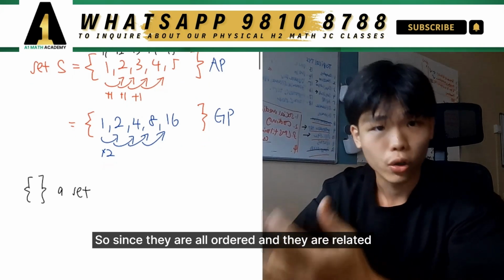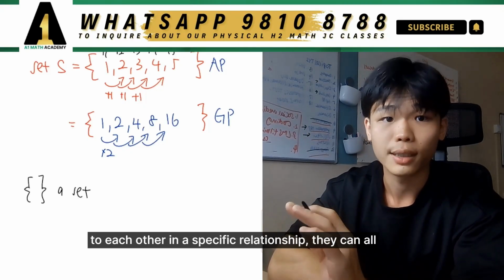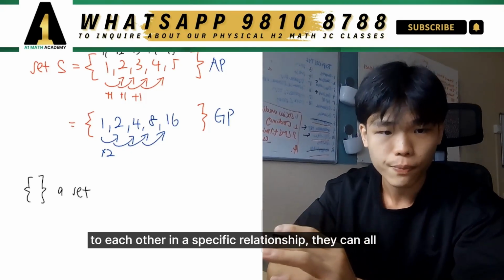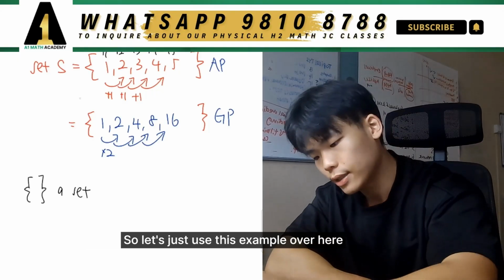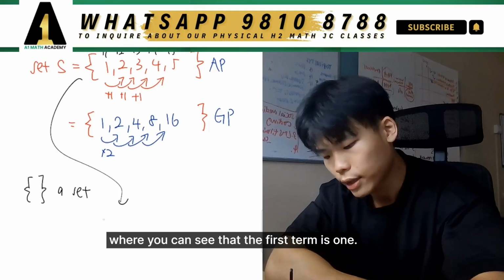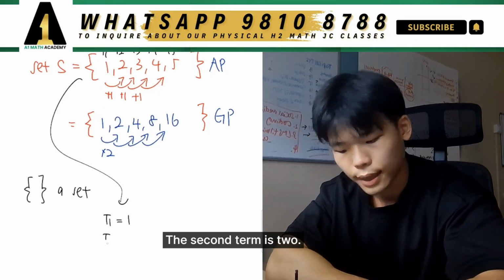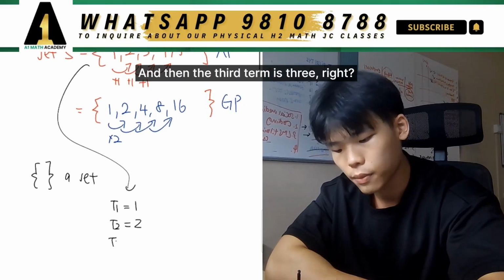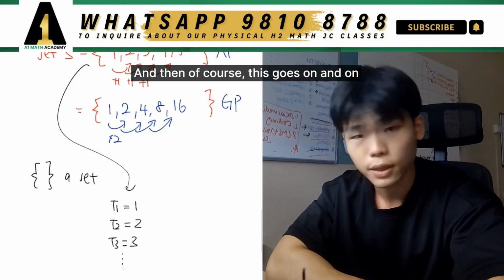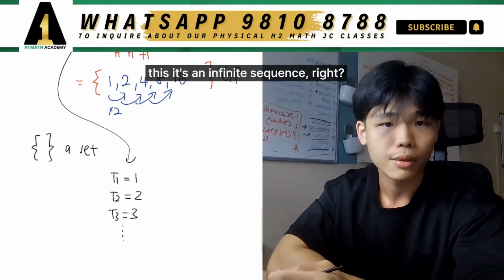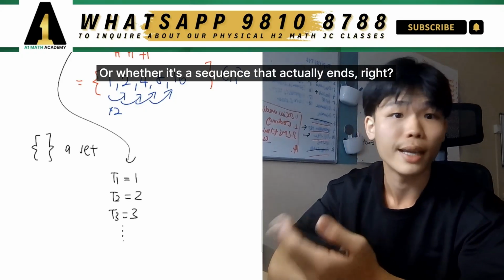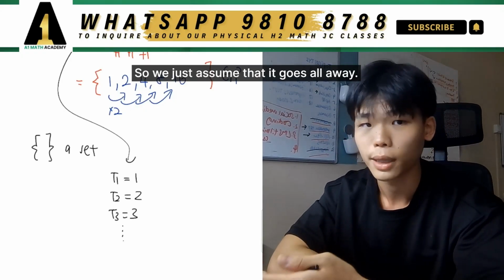So since they are all ordered and related to each other in a specific relationship, they can all be modeled after this thing called the general term. Let's just use this example over here, right? You can see that the first term is 1, the second term is 2, and the third term is 3. And of course, this goes on and on forever, because we don't know whether this is an infinite sequence or a sequence that actually ends. We don't know. So we just assume that it goes all the way.